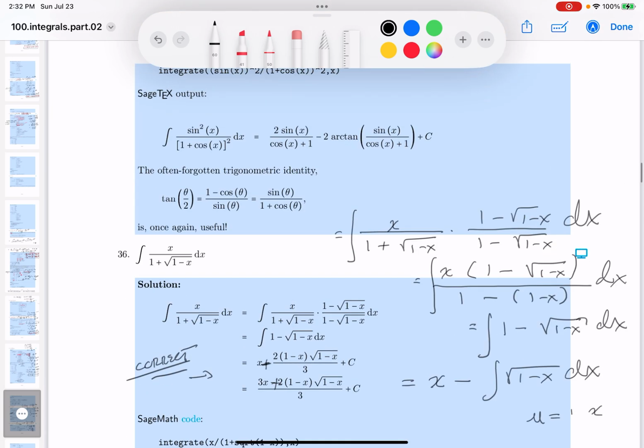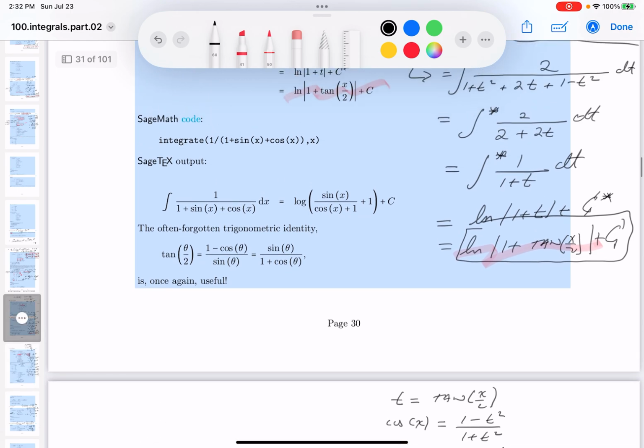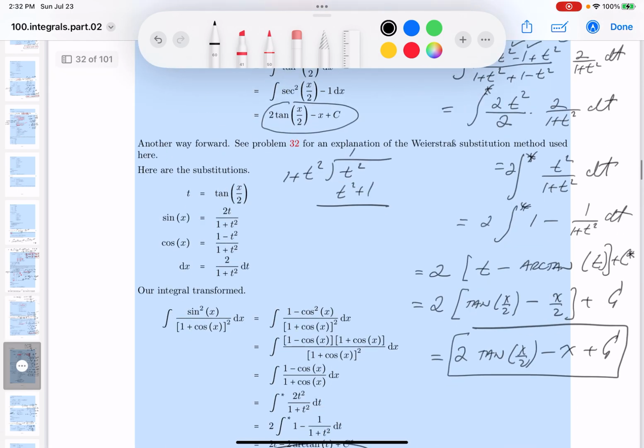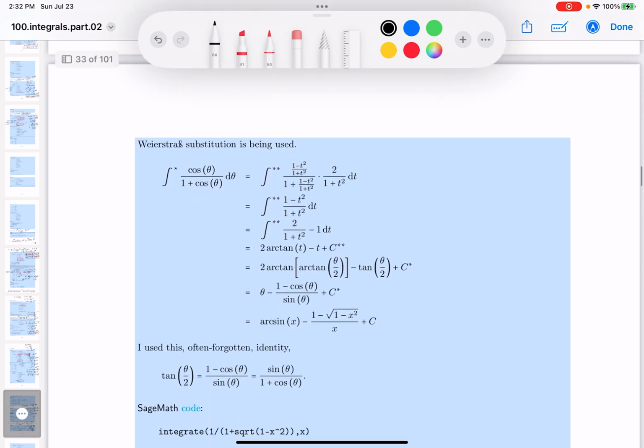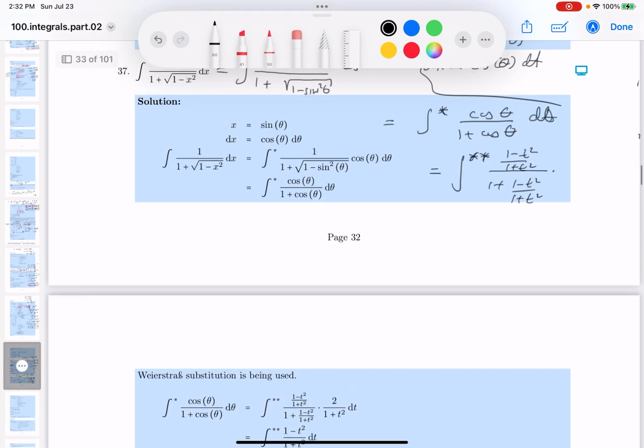I got to remember, let's go back over it. Oh, 2 over 1 plus t squared. Yeah, I kind of remembered that. Let's see what we get here. And what do you get? You get 1 minus t squared. I'm multiplying top and bottom by 1 plus t squared. 1 minus t squared, then you're going to get 1 plus t squared plus 1 minus t squared, times 2 over 1 plus t squared dt.